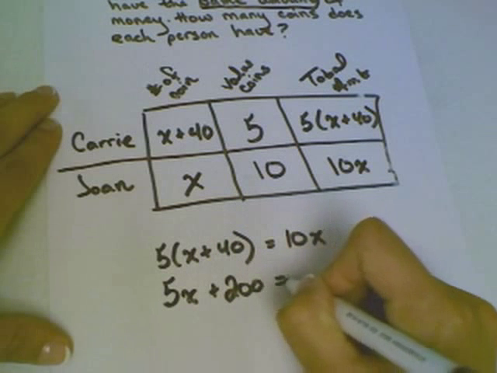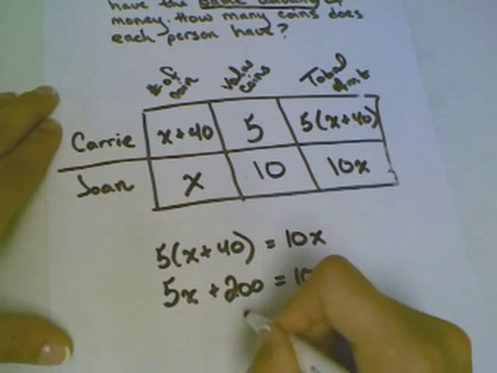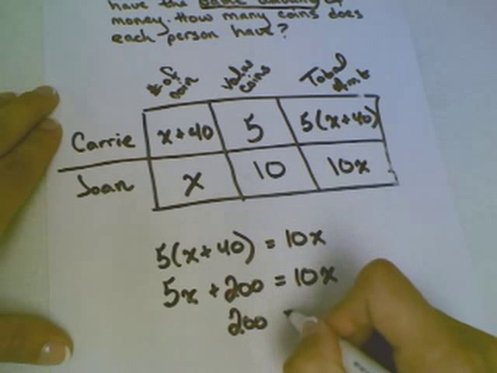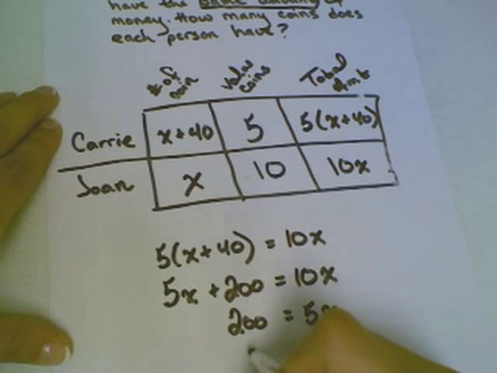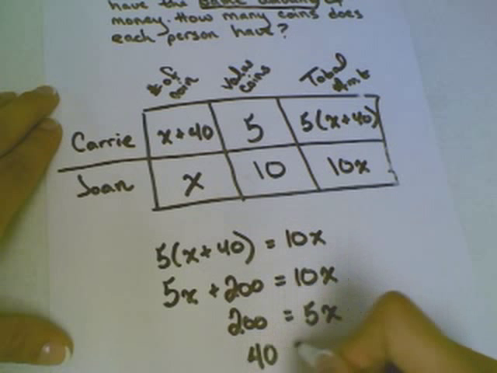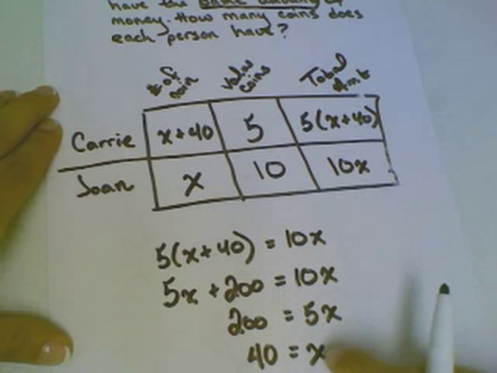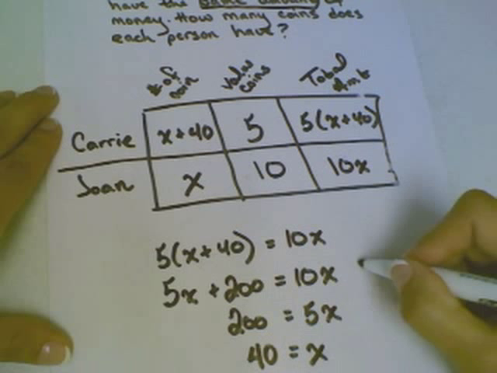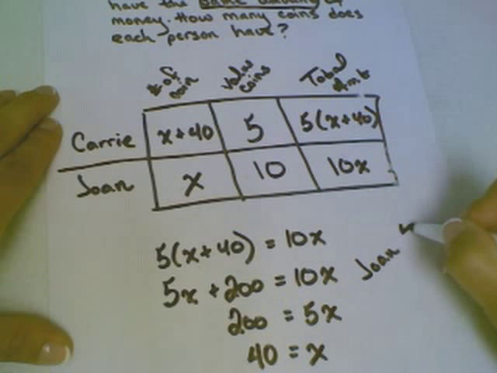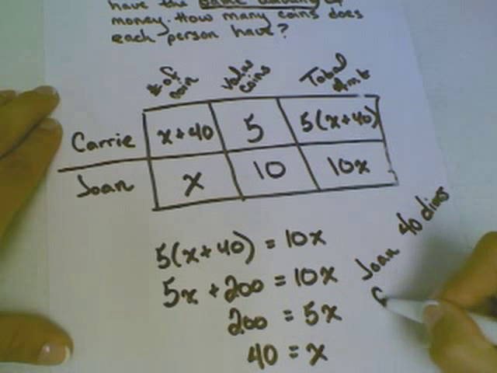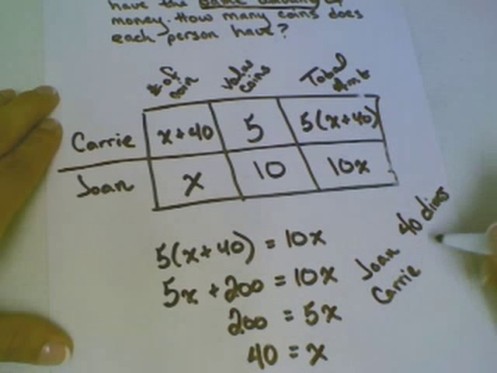Distribute. I'm going to subtract 5x from both sides and then divide by 5. So it turns out that x equals 40. That means that Joan has 40 dimes. And if Joan has 40 dimes, Carrie has 40 more than that, so she must have 80 nickels.